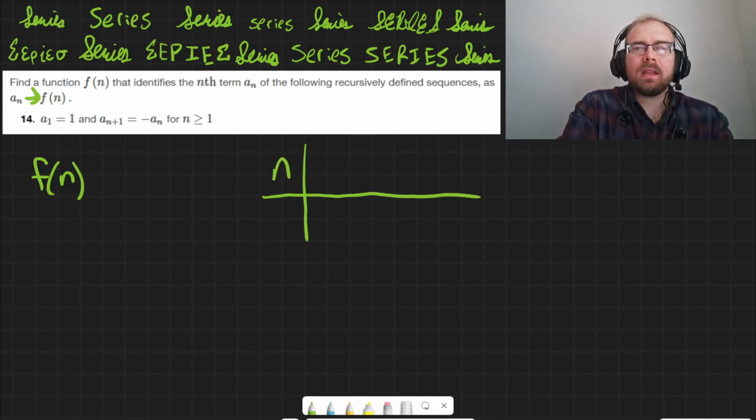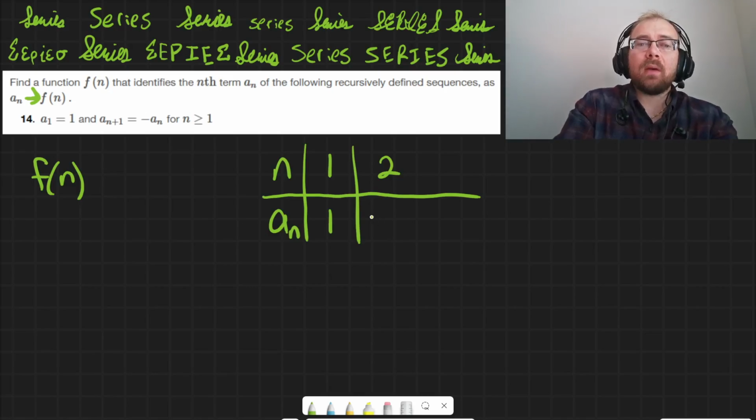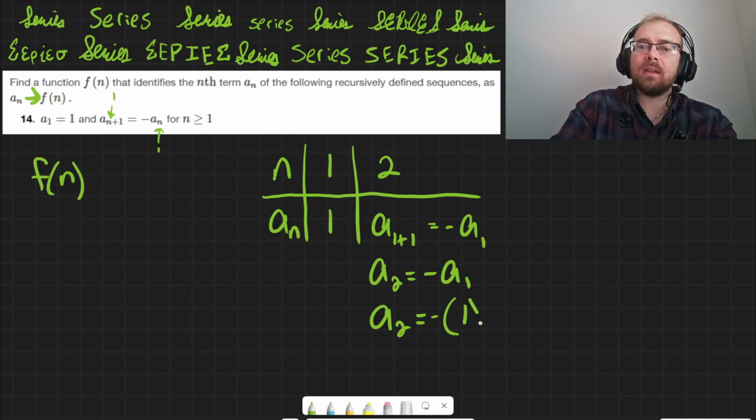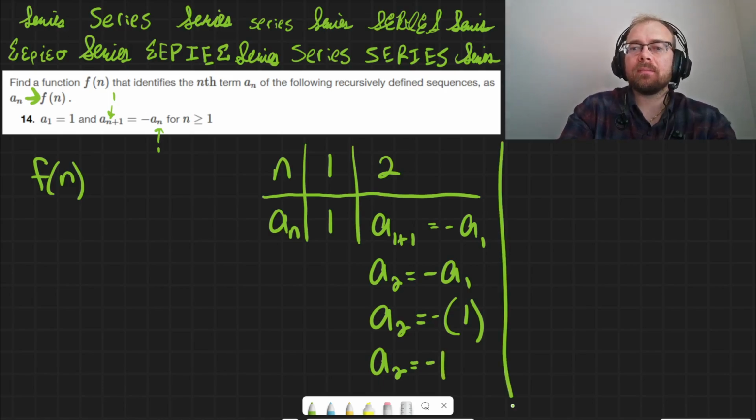Let's see. If n is 1, we're looking for a sub 1, which they told us was 1. All right, good so far. If n is 2, well, let's plug in n equals 1. Then a sub 1 plus 1 equals negative a sub 1, so a sub 2 is equal to negative a sub 1. And we know that a sub 1 is 1, so a sub 2 is negative 1.